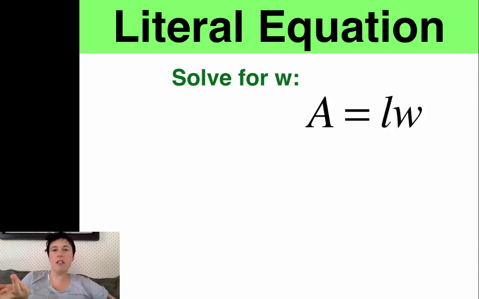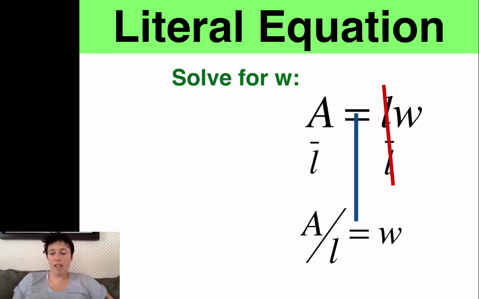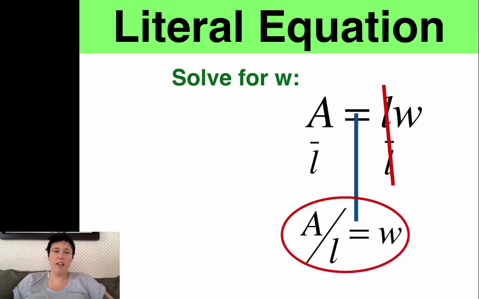This currently is solved for A. It says A equals, but we could change it. We could put at the bottom W equals. We could isolate W, and what do we got to move away from the W? The L. So divide the L away. When we divide the L away, we get kind of a weird answer. A over L. That's it. W equals A divided by L. We've solved our literal equation.